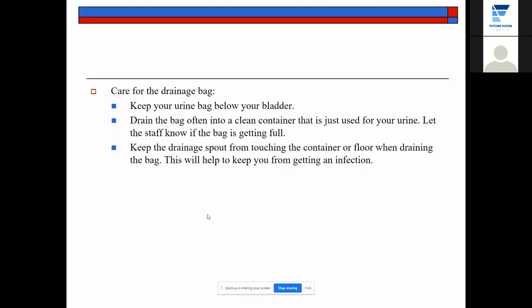And drain the bag often into a clean container that is used only for your urine. Keep the drainage spout from touching the container.